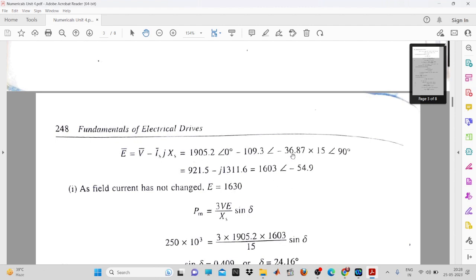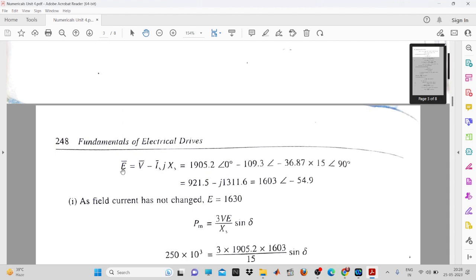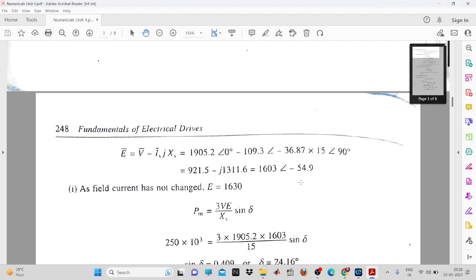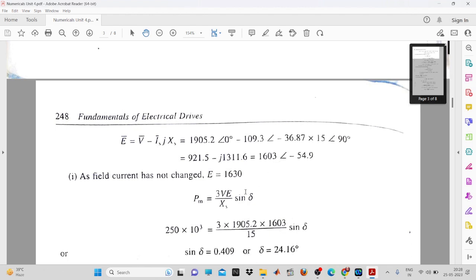Now the current just calculated, along with the angle, goes in here. So E will be equal to this, which you have now obtained. So before starting with the problem, you have to calculate the current and the excitation. This is what you have to calculate. To calculate the current, use the power equation, and for excitation, the equivalent circuit equation.